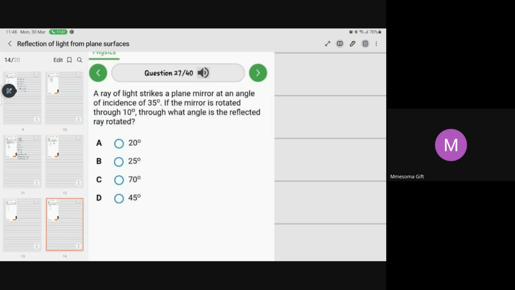Meso, you messaged me on WhatsApp. What is wrong? Oh, thank you for that. My internet went off then. So now, Paul, just to add to this, that incident ray is a distraction.